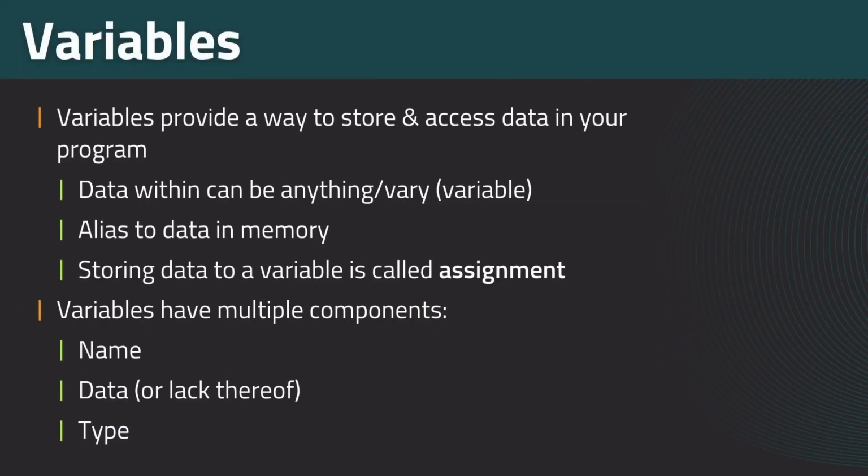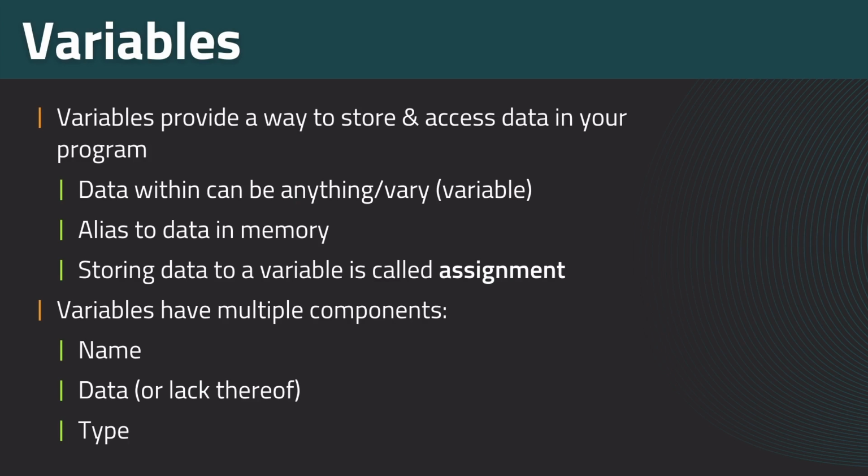So let's talk about what variables are first. Variables provide a way to store and access data in your program. The data within a variable can be anything, and it can vary, which is where it gets the name variable. Variables are simply an alias to some data in memory, and it makes it easier to access that data.